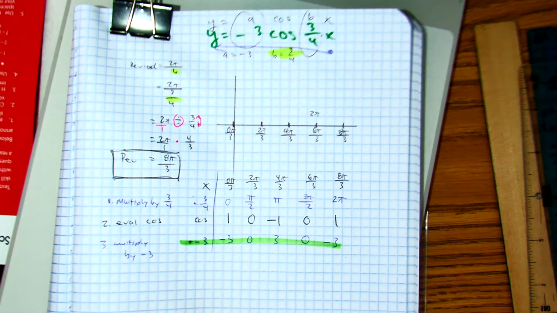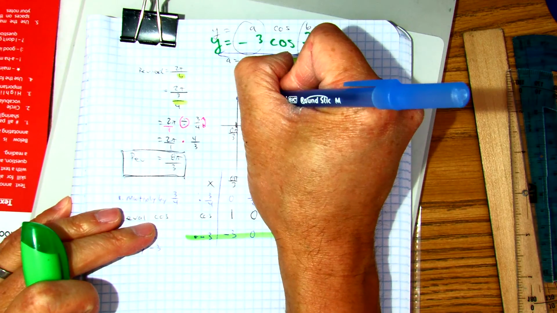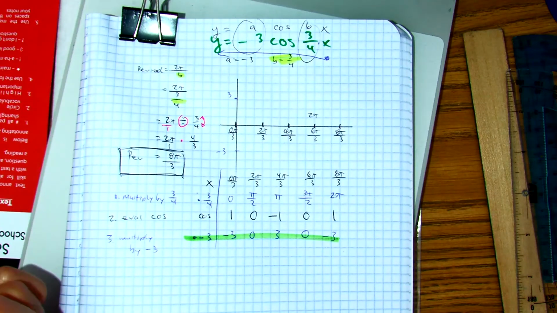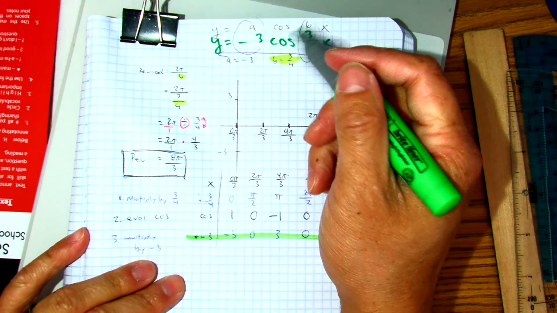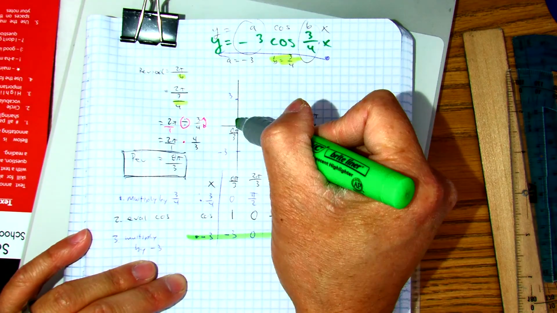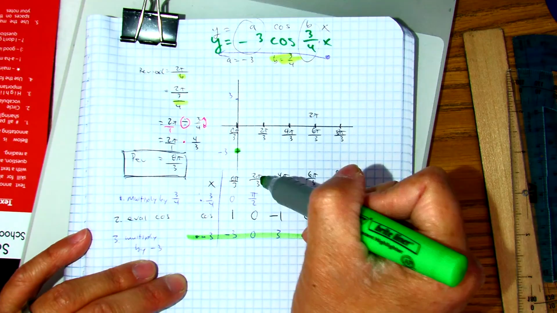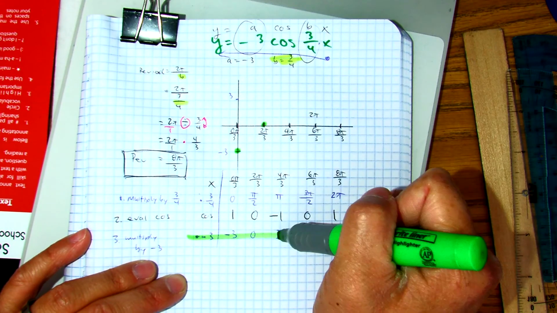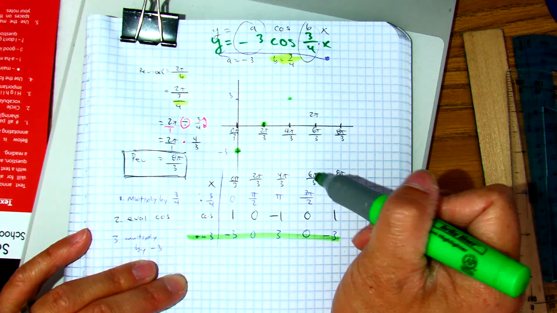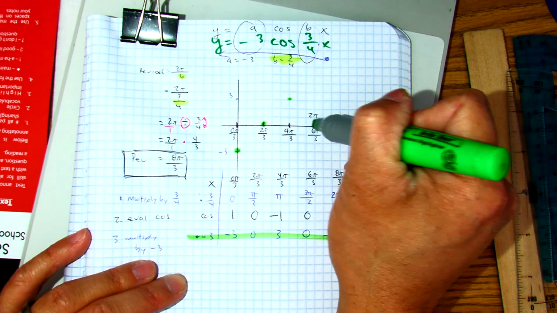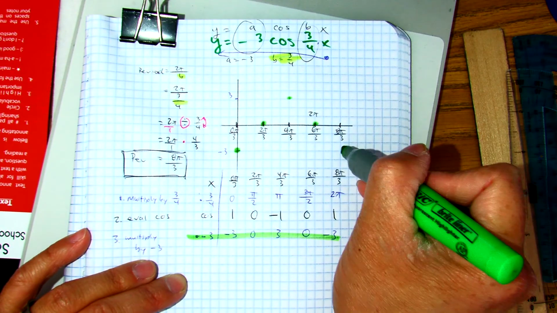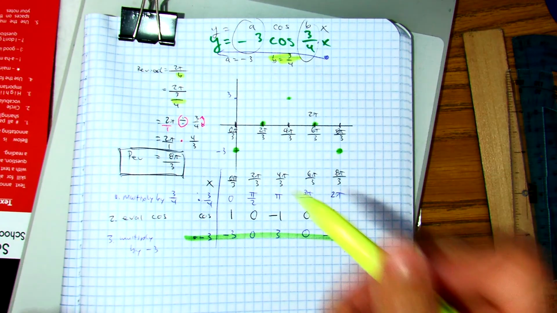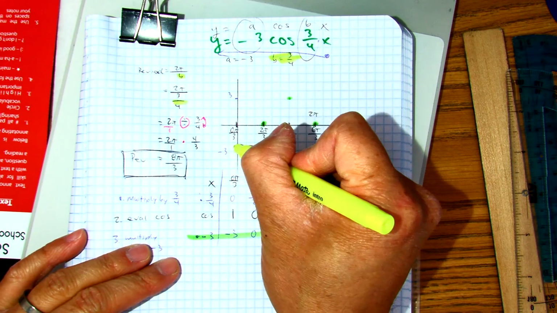Doesn't matter what you're picking on here. That's 3, negative 3. Then I have at 0, negative 3. 2 pi over 3, 0. 4 pi over 3, 3. 6 pi over 3, 0. And 8 pi over 3, negative 3. Smooth curves, not a V.